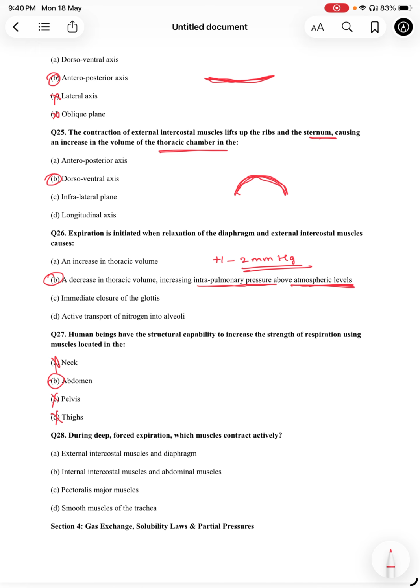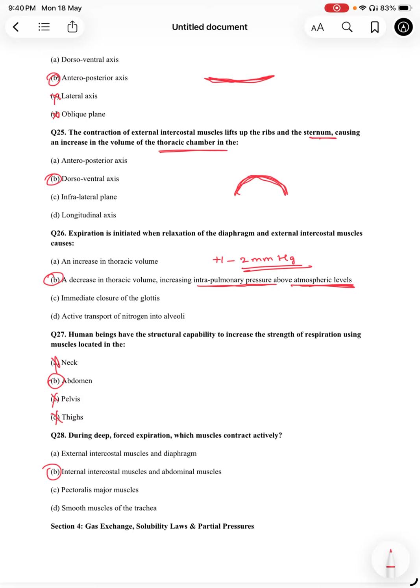During deep forced expiration, which muscle contracts actively? Now, forced expiration is an active process. So which muscle do we need? Internal intercostal muscles, correct? And abdominal muscles. Abdominal muscles contract and drive the visceral organs against the diaphragm, and this causes the shrinking of the thoracic cavity. What does the internal intercostal muscle do? They depress the ribs down, correct? So what is the answer? Internal intercostal muscle and abdominal muscles.